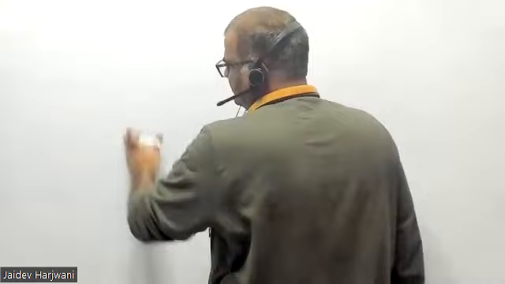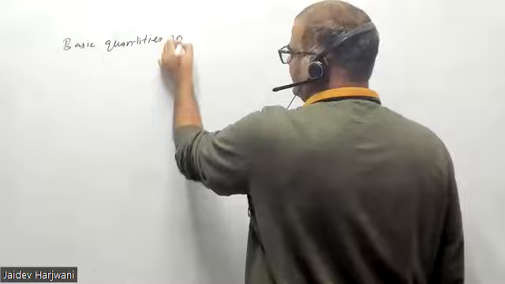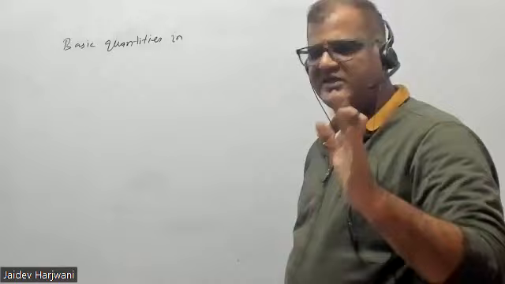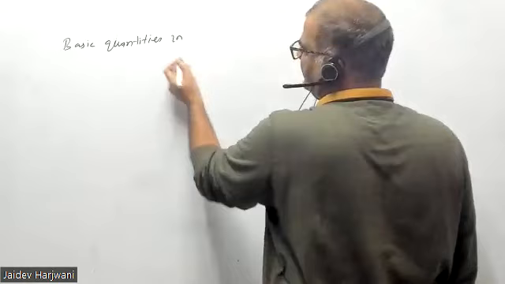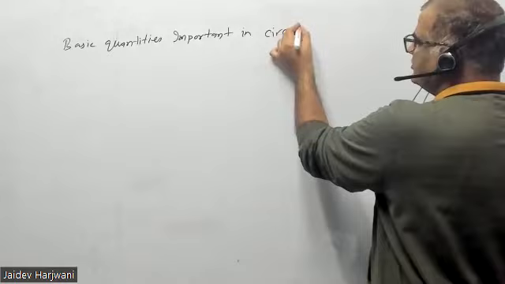So that means, what are we interested in? Basic quantities in circuits. What are these quantities? Basic quantities we are looking for in a network. We can call network and circuit the same thing roughly, so you can use the word interchangeably. What are the basic quantities important in a circuit, what we want to solve the circuit for?